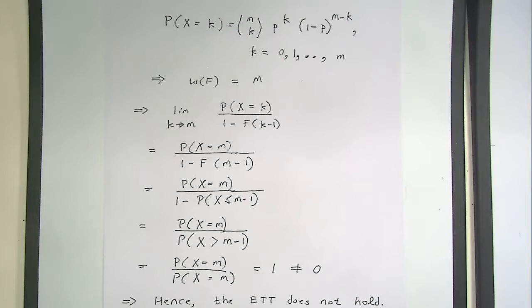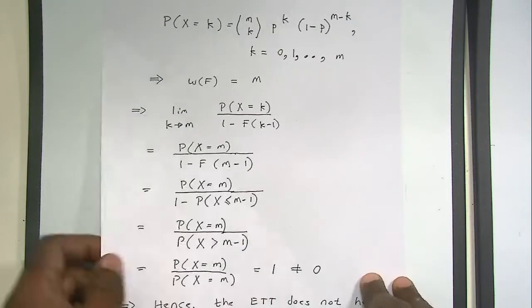Because you can only take integer values from 0, 1, 2, up to m. So if X is greater than m minus 1, and m is an integer, the only value you can take is m. So this is equal to 1, which is different from 0. So the extremal types theorem will not hold. Is this clear, guys, or not? Let me know if it's not clear. I want to do as many examples as I can today.